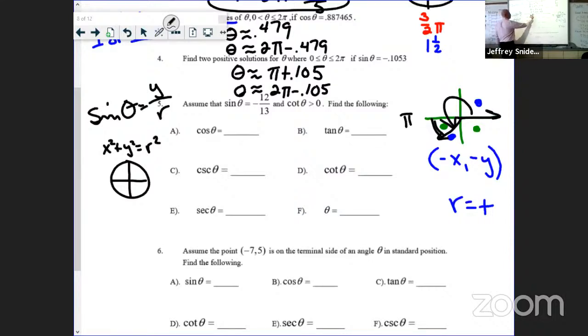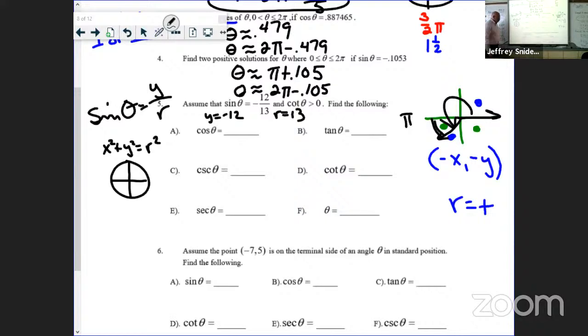So look what I have. This has to be negative 12. Because the radius is always what? Positive. So I know y equals negative 12 and r equals 13. Plug them into this and find x. Then you can write any of the trig functions you want. Okay. Now, that's one way of doing it.